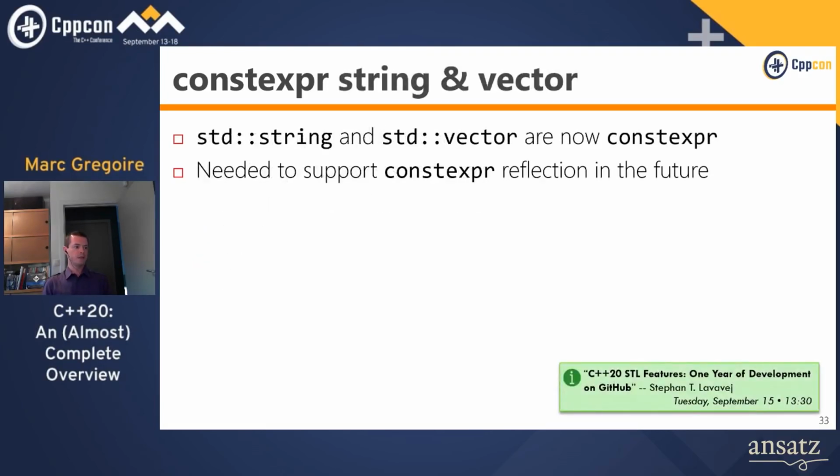And with all these changes, it was possible to make both string and vector constexpr. So now you can use string and vector in your own constexpr functions. And this is the first step to, at one point, support constexpr reflection in the future. There is a session on Tuesday by Stefan that will go a little bit deeper on this topic.